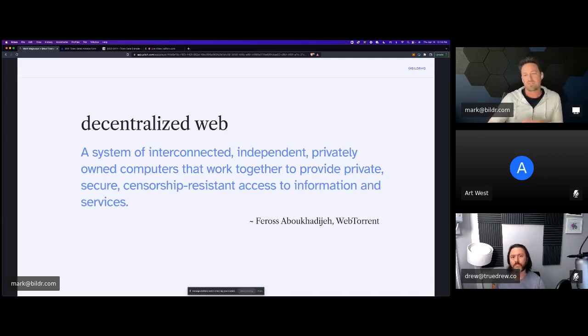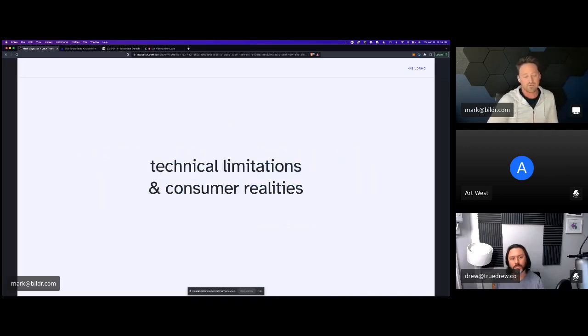Make it super resistant, super resilient. That's really the goal of a decentralized web. All right, but if we're talking reality, that was all kind of pie in the sky. I would love for the world to be this utopian state, but the reality is there are technical limitations and there are consumer realities at play.